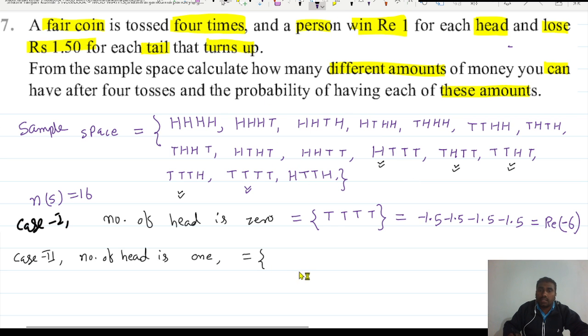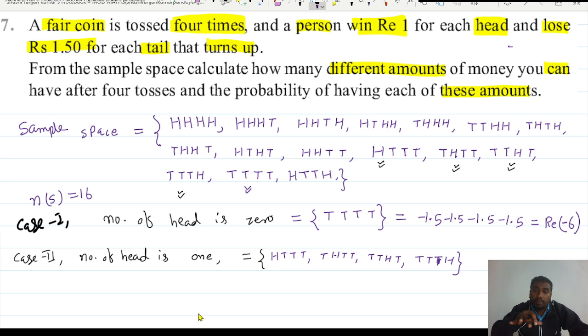Okay, let me write the cases here. That is H T T T, then T H T T, then T T H T, then T T T H. Okay, so these are the 4 cases. So in this case, what amount will you get if any of these cases comes? Each case, actually, what are you getting? So let us write this.